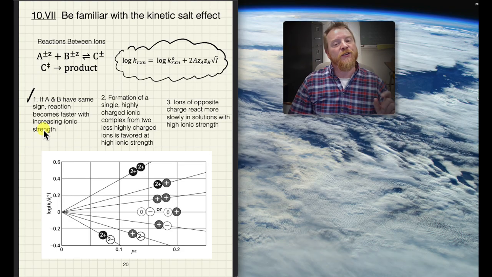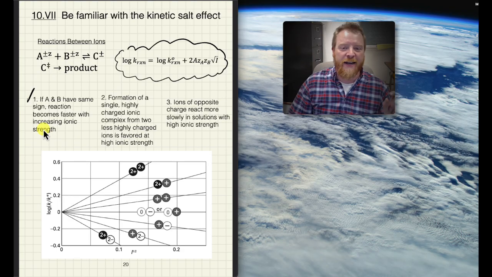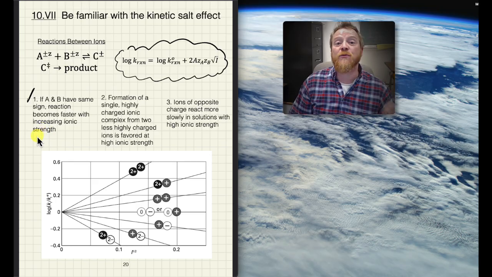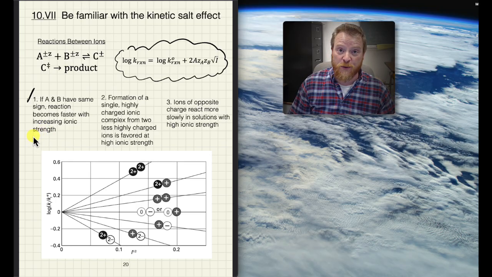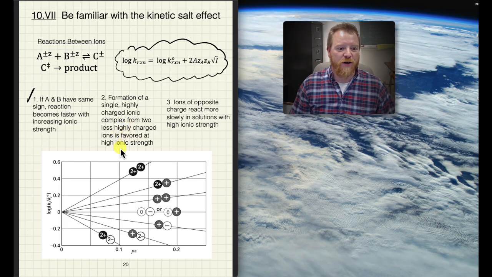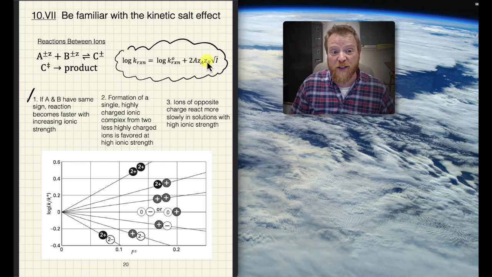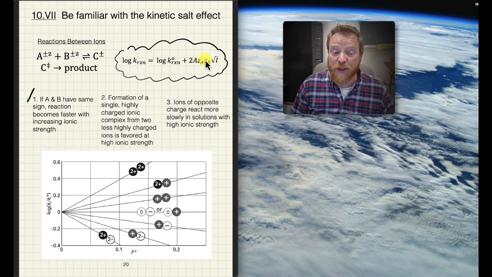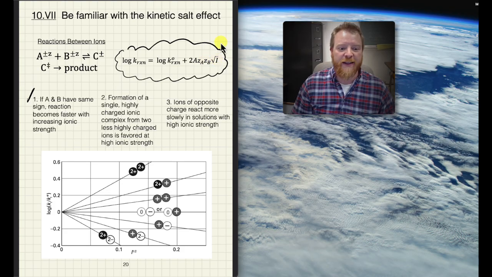So it's not to say that 2 positive things or 2 negative things react fast. They might. What we're really saying is if we increase the ionic strength of those 2 things and they have the same sign, they will react faster. Formation of a singly highly charged ionic complex from 2 less highly charged ions is favored at high ionic strength. So if this is a +1 and a +1, and we increase the ionic strength, the reaction gets faster. However, if this is a +2 and a +2, it gets even faster.